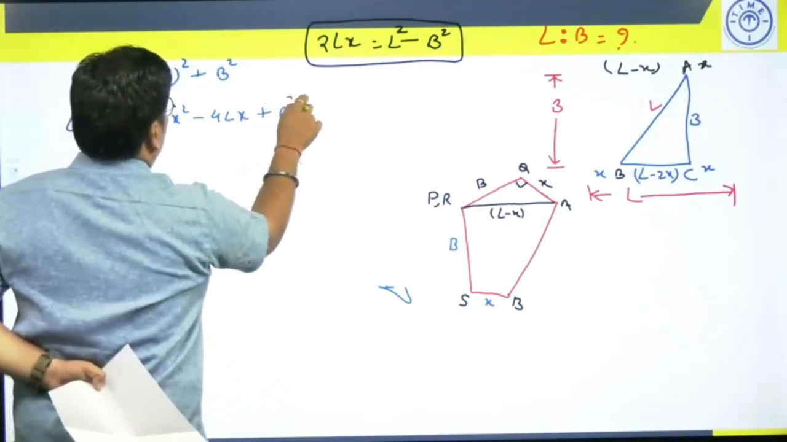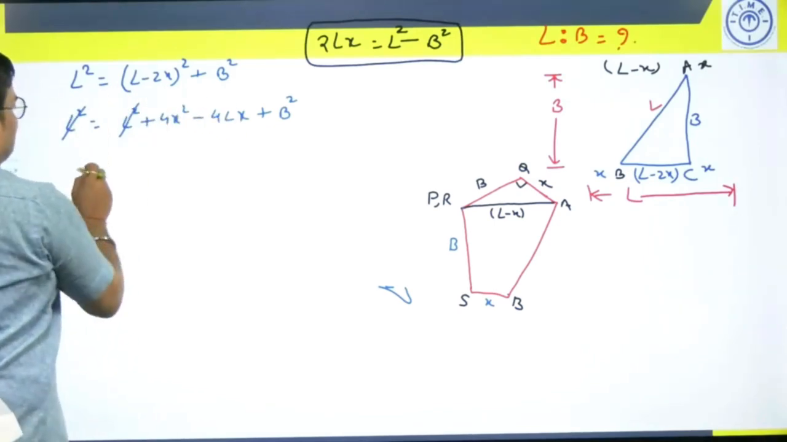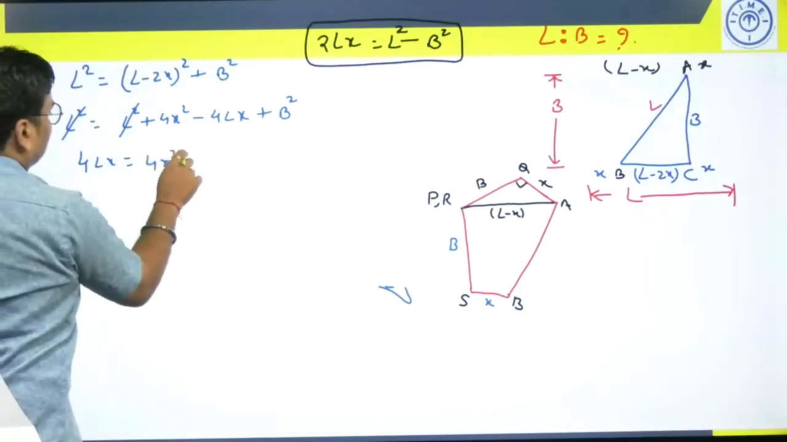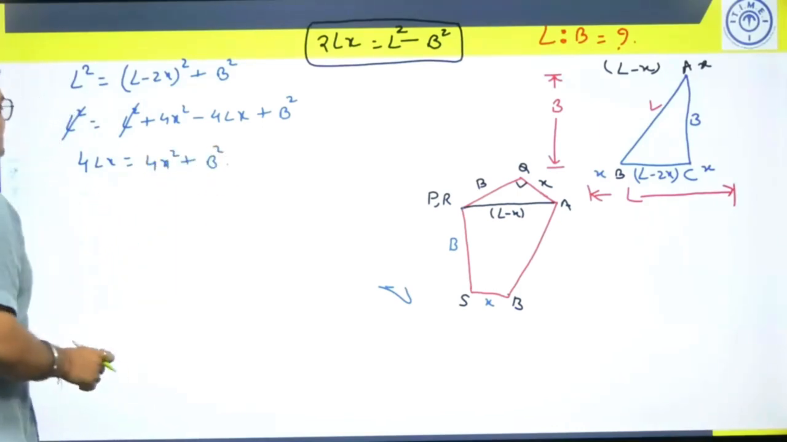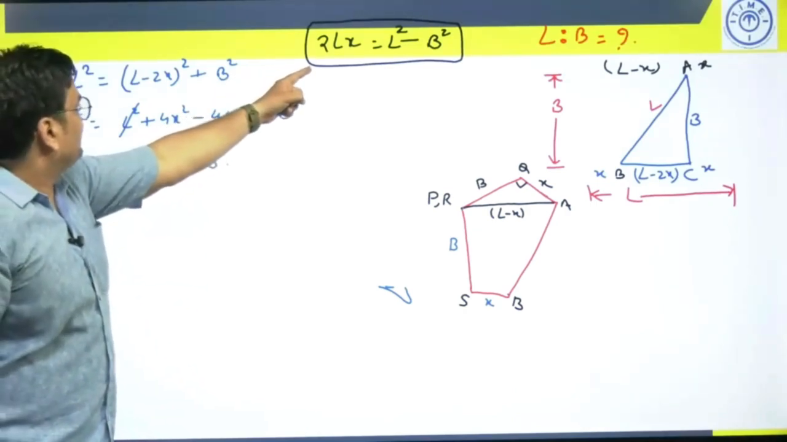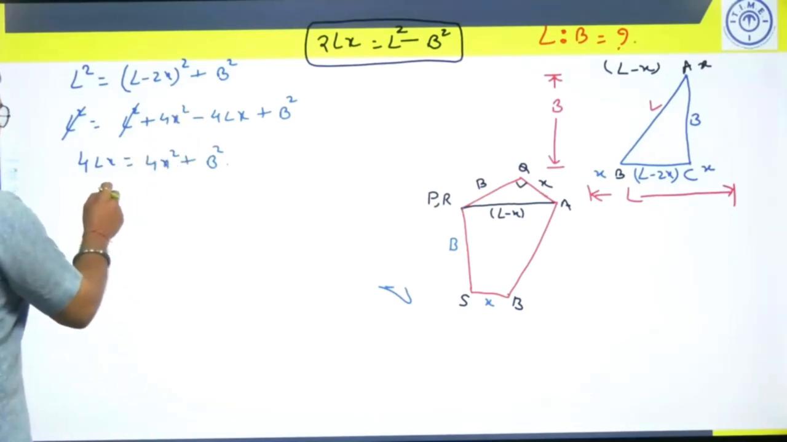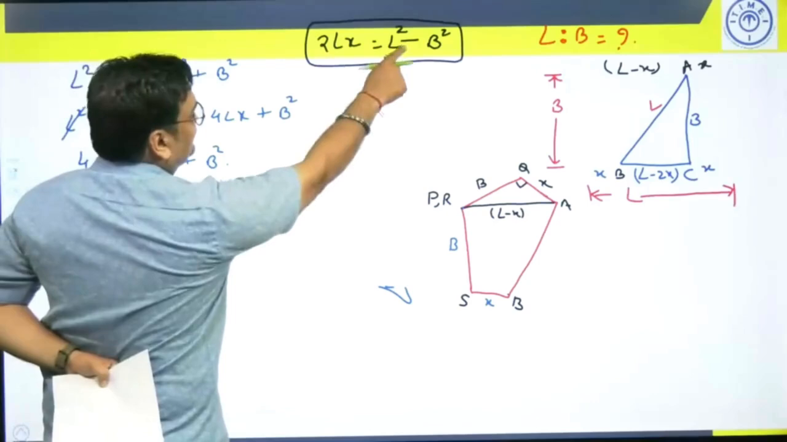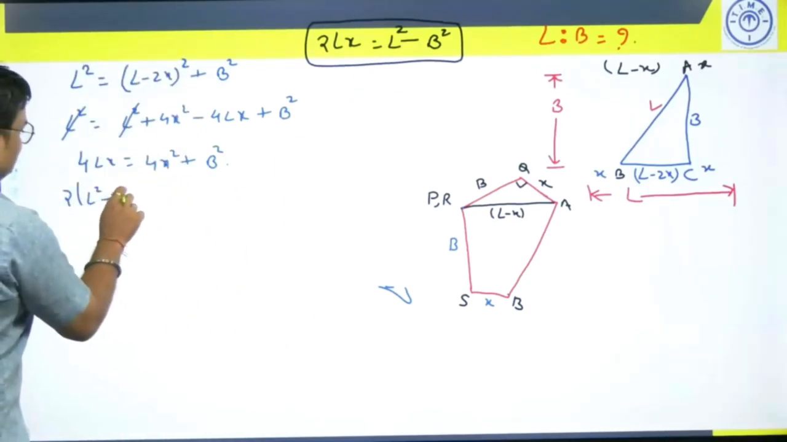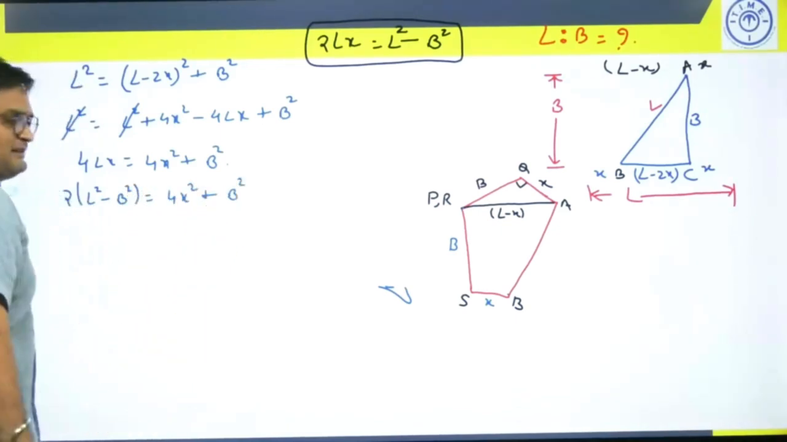square, separate. Now L square can be cancelled out. Now if I send this 4lx on the other side, so 4lx will be equal to 4x square plus b square. Now how do I get rid of this 4lx? We can get it off that 4lx using that equation L square minus b square, right? So what is L square minus b square 4lx going to be? It's going to be twice of this. So 2 into L square minus b square is 4x square plus b square.